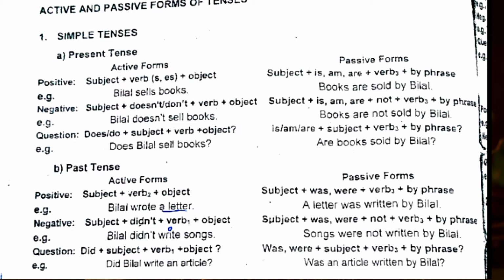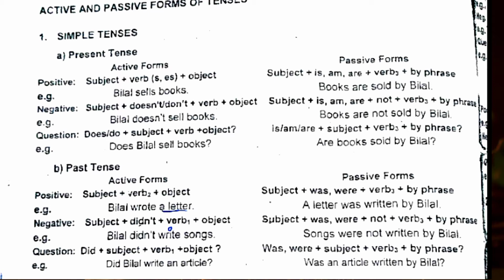Question: does Bilal sell books? Passive voice structure is is/am/are plus subject plus verb third form plus by phrase. Are books sold by Bilal? Got it? Then we have the past tense.